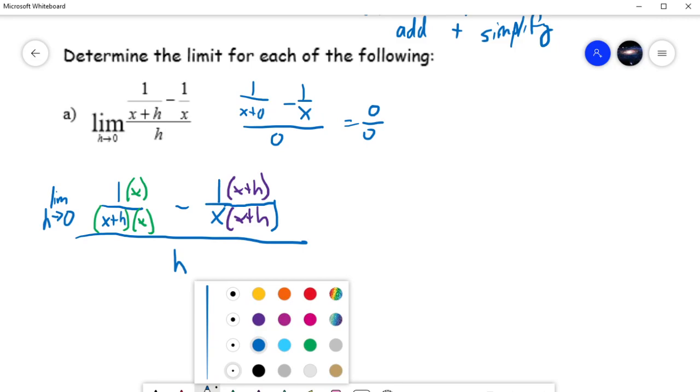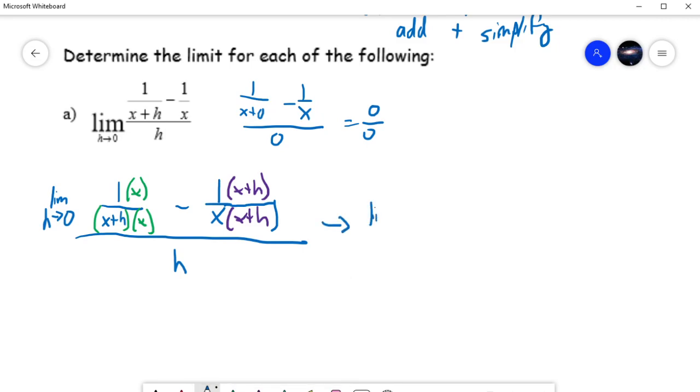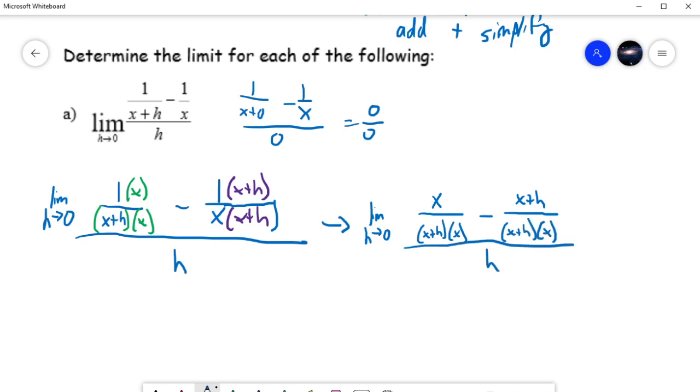Okay? Let's look at what it looks like in step 2. So once again, the limit as h approaches 0. On this side, I have x over x plus h times x, then I have minus x plus h over x plus h times x. And all of this is still over h. So that's what I've got. Now I notice that they have a common denominator. Let's go to the next step here. We would just label this: this is 1, this is 2, this is 3.